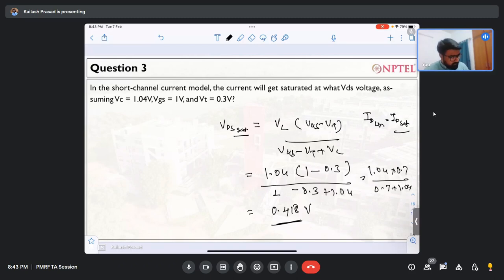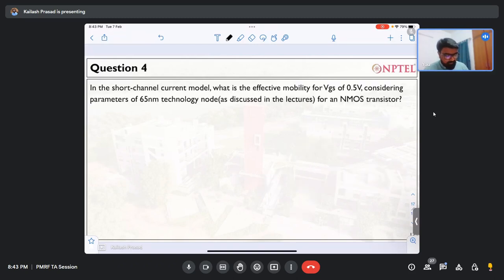So this is question number 3. A simple question again. In the short channel current model, what is the effective mobility? Everybody knows the formula, right? Do you remember what the formula was? The formula of effective mobility? I think Professor Madhav has derived that, or he has discussed this in the class. Anybody remembers?